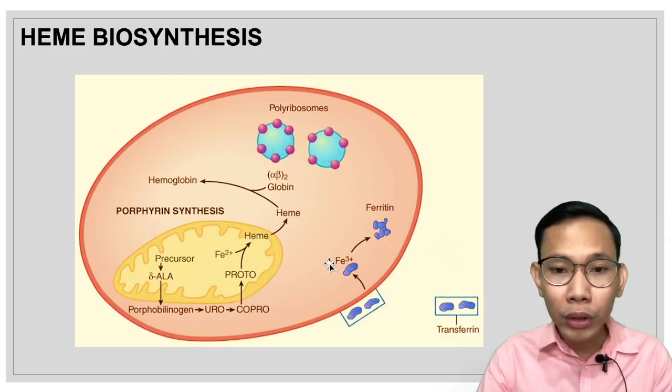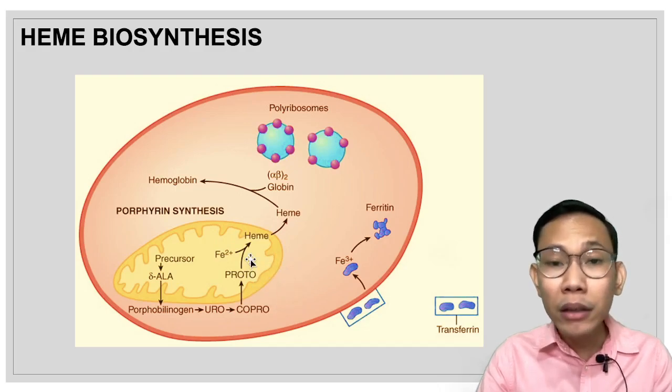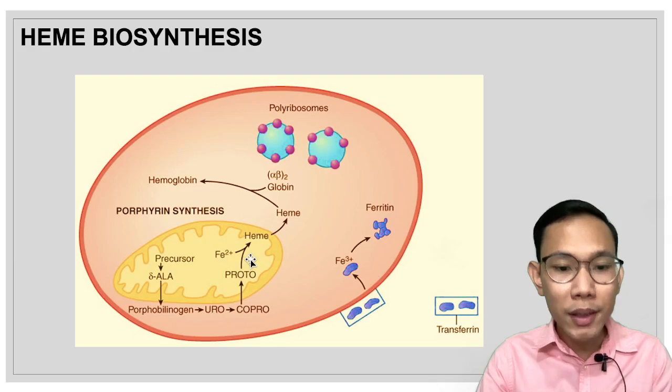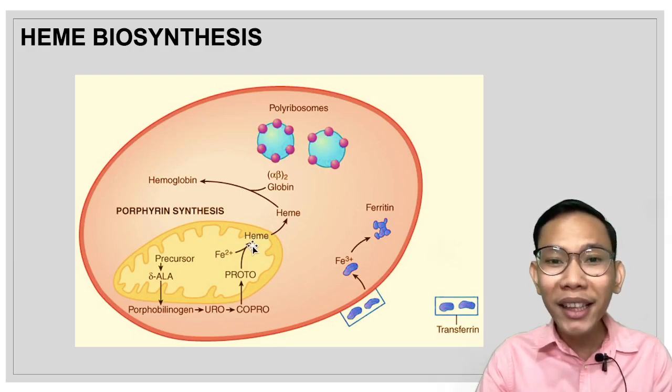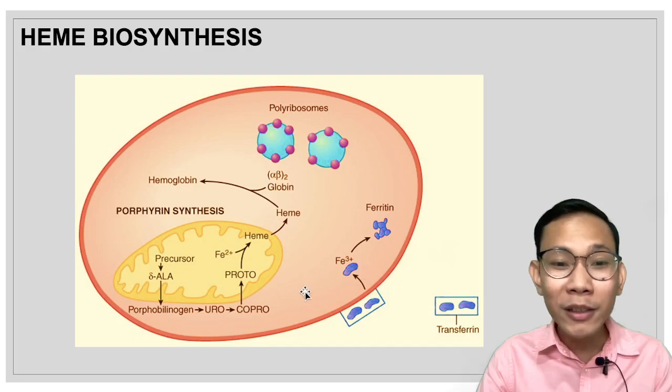Diba? This is your mitochondria. It goes now to your mitochondria where it is reduced into ferrous state. And then, it is united again with your protoporphyrin 9 to make now your heme. That's it. Additional info lang to regarding your iron metabolism.